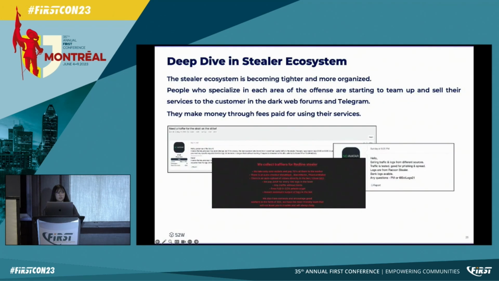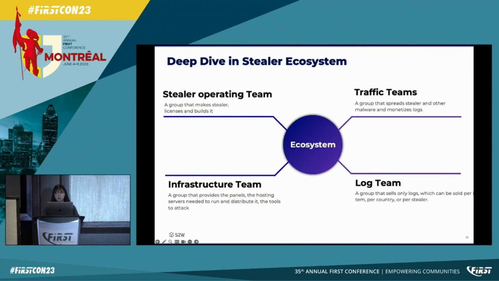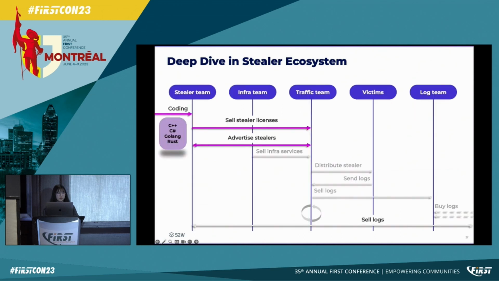The stealer ecosystem is becoming tighter and more organized, with groups collaborating according to their roles. People specializing in each area of the offense are starting to team up and sell their services to their customers. They usually make money through fees paid for using their services. There are 4 main groups that make up the stealer ecosystem: the stealer operating team, traffic team, infrastructure team, and log team. The details of each group follow.